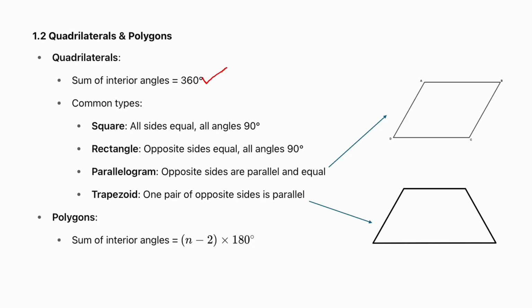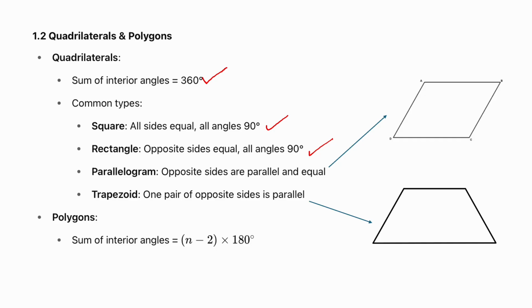There are four common types, and all of us are very familiar with the square and rectangle. A square has all sides equal and all angles are exactly 90 degrees. And in a rectangle, opposite sides are equal and all angles are 90 degrees.